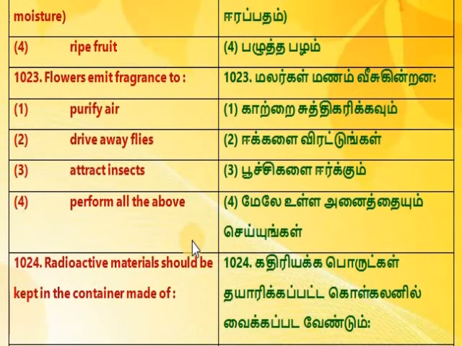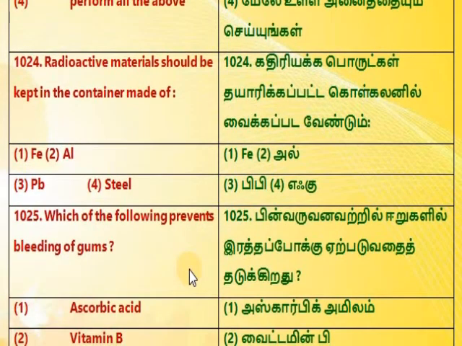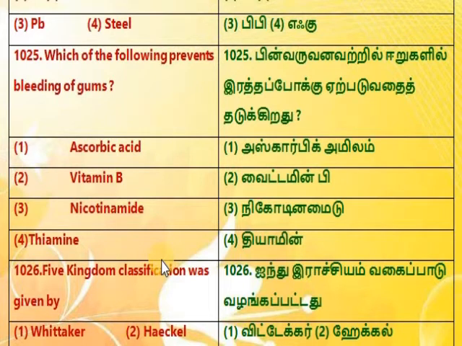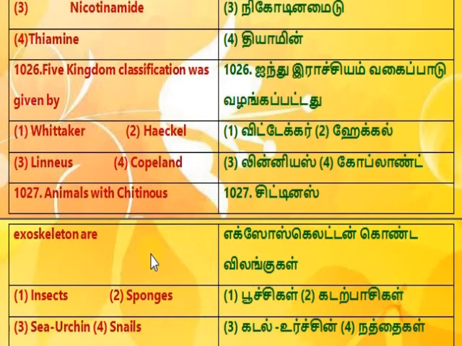1023. Flowers emit fragrance to 1. Purify air. 2. Drive away flies. 3. Attract insects. 4. Perform all the above. 1024. Radioactive materials should be kept in the container made of 1. Fe. 2. Al. 3. Pb. 4. Steel. 1025. Which of the following prevents bleeding of gums? 1. Ascorbic acid. 2. Vitamin B. 3. Nicotinamide. 4. Thiamine. 1026. Five kingdom classification was given by 1. Whittaker. 2. Haeckel. 3. Linnaeus. 4. Copeland.